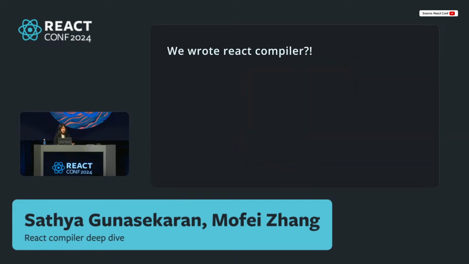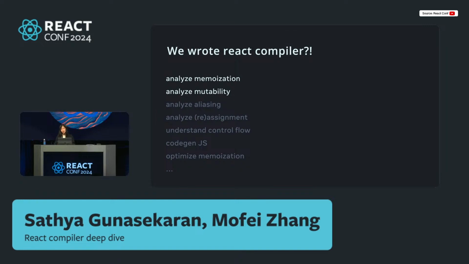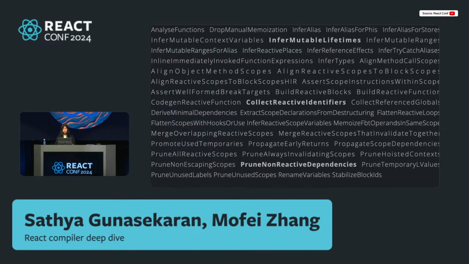So yeah, we wrote React compiler. That's pretty cool. But you're telling me that it only takes 20 minutes to write? Well, we wrote kind of two parts of React compiler. The part where we understand memoization, like the dependencies, as well as understanding mutability, instructions that might modify other instructions. There's a lot of other very fundamental parts of the compiler that we haven't touched on. Just to give you an idea, the bolded parts are passes that we've walked through, and the rest you can find on the playground if you're curious.